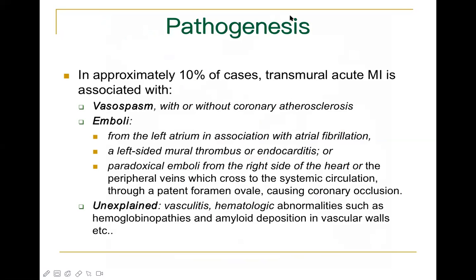Now, in another 10% of the cases, transmural acute myocardial infarction is associated with some other mechanism. It is not caused by atherosclerosis. In 90% of the time, that atherosclerosis related reaction has occurred, which we already discussed. But for the remaining time, it may be caused by vasospasm. It may occur with or without coronary atherosclerosis, but usually without. Emboli, mainly coming from the heart, and unexplained mechanisms like vasculitis, hemoglobinopathy, or amyloid deposition inside the vascular wall. So 10% of the time, these are the related causes. 90% of the time, it is atherosclerosis.